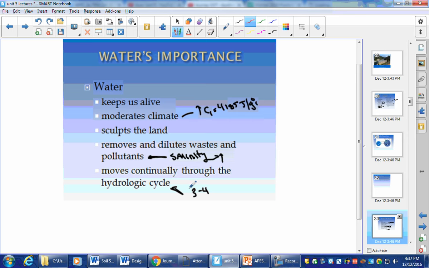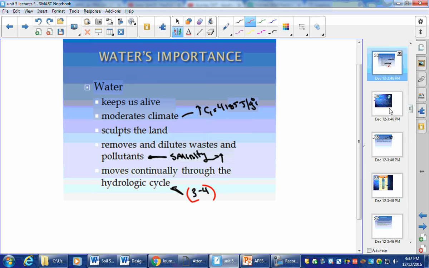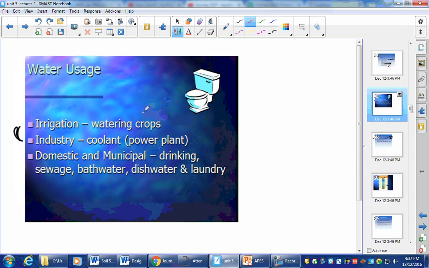And if you're studying chapters 3 and 4 for the practice test, you definitely need to connect what we're learning in this chapter with the hydrologic cycle from back in the day. Okay, so what do we use water for?